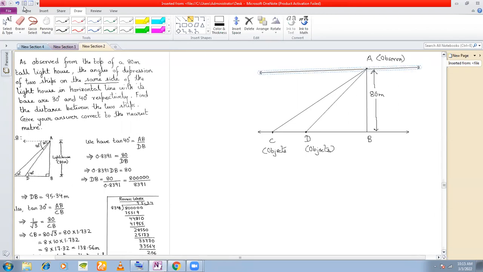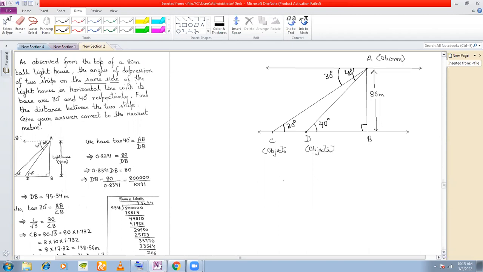Right? Let me draw it a little. This is your horizontal. Right? The angles of depression are given to be 40 degree and 30 degree. So this angle here is 40 degree, the larger angle, and the smaller angle here is 30 degree. These two are the angles of depression. Okay. Now, if this angle is 40 degree, this angle must also be 40 degree. This angle must also be 30 degree because they are alternate angles. And this is your 90 degree angle. So this completes the figure, right?